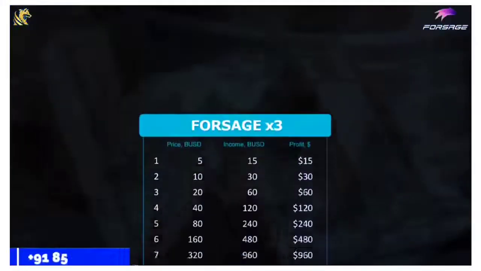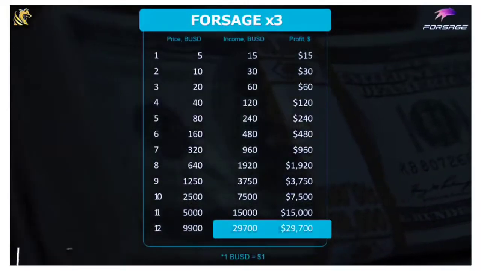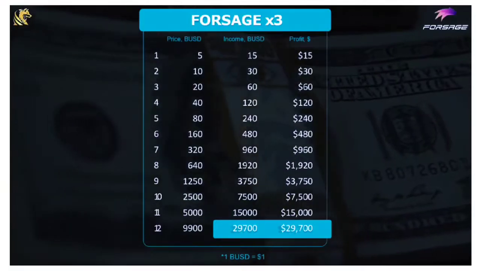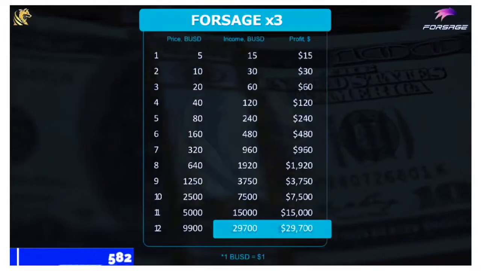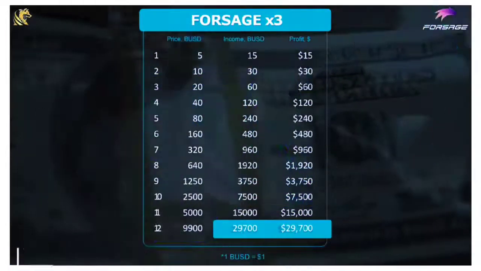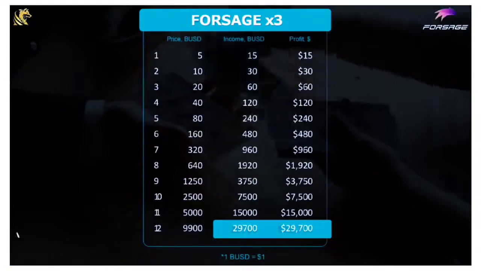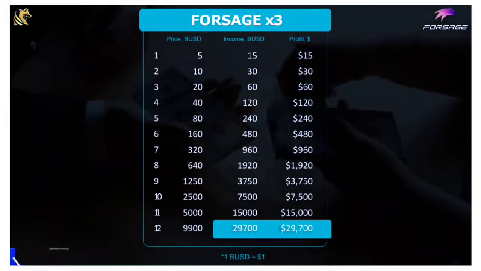So if we talk about the profits of each slot, for example X3, the income of one cycle of every slot is thrice its cost. For example, the first slot costs 5 BUSD and the total income of one cycle is 15 BUSD. But the best thing about it is that it has so many unlimited cycles. It keeps paying you revenue forever. Similarly, in the second slot, 10 BUSD will pay you 30 BUSD in one cycle.